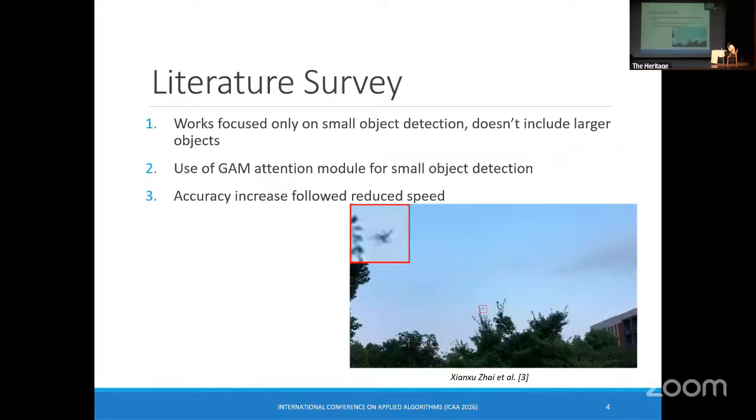It was in the literature survey that we got the idea of adding this global attention module. There was one paper where they were identifying drones within the sky, and these were pretty small. However, it only focused on small object detection, and when the objects were considerably large, the model started losing accuracy. That was the downside. It was done on YOLO V8, and we have used YOLO V11 in our model along with other attention modules, and this is what we bring new to this field.